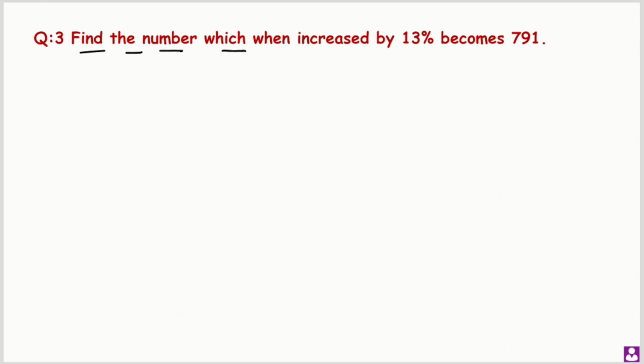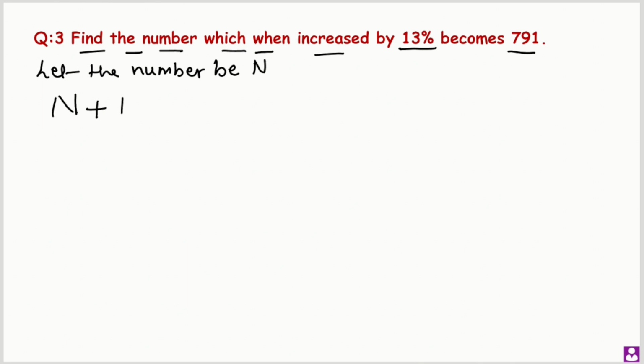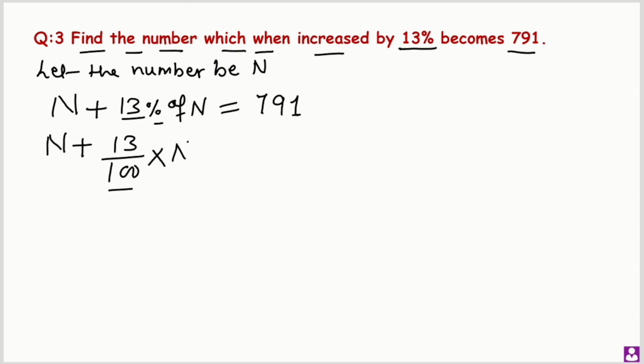Find the number which when increased by 13% becomes 791. So let the number be n. So the number plus 13% of this number, 13% of number n, will give you 791. This is how we make the equation. Now we will solve this. So n plus 13 over 100 times n equals 791.